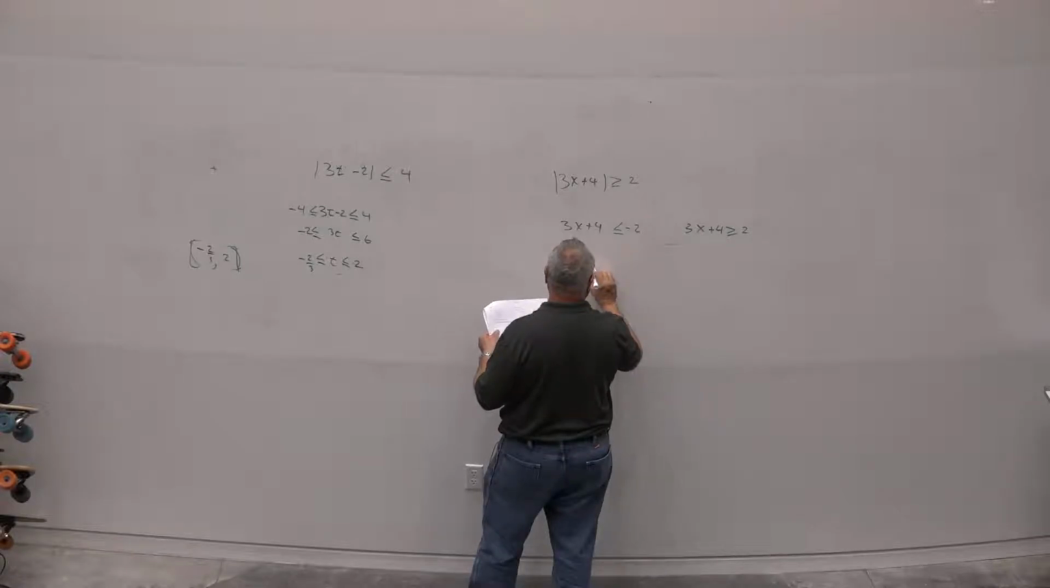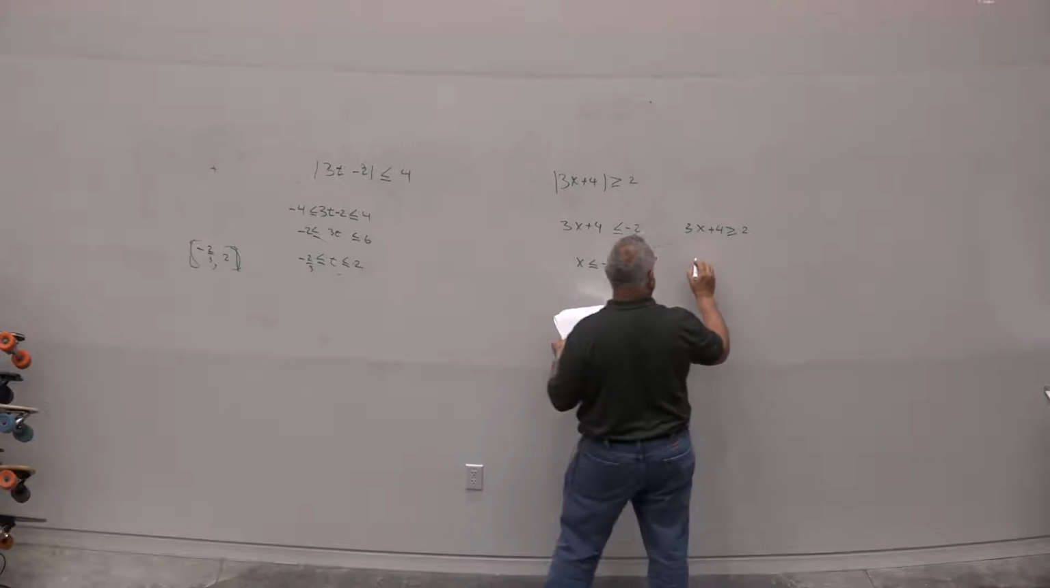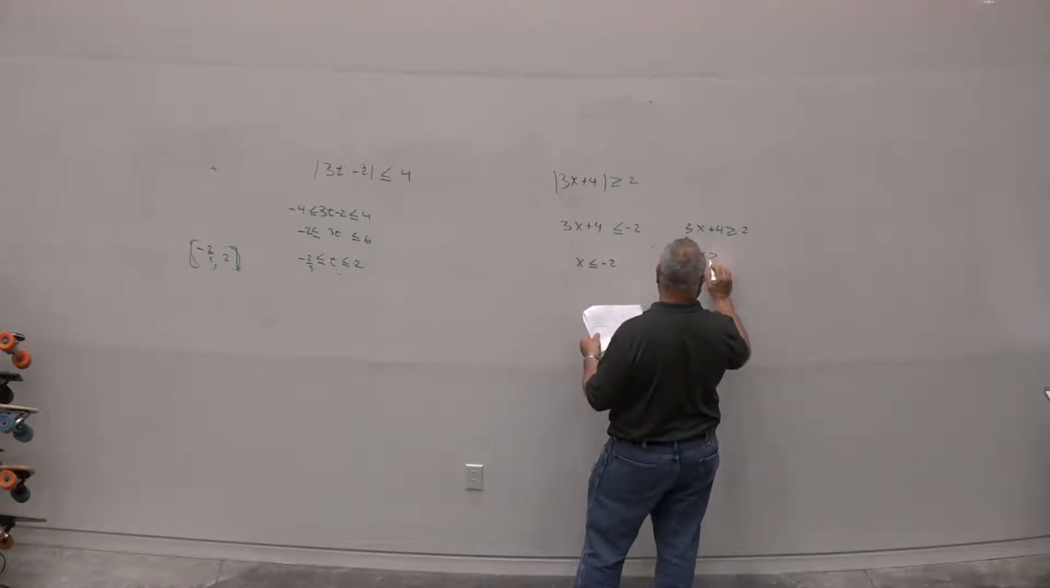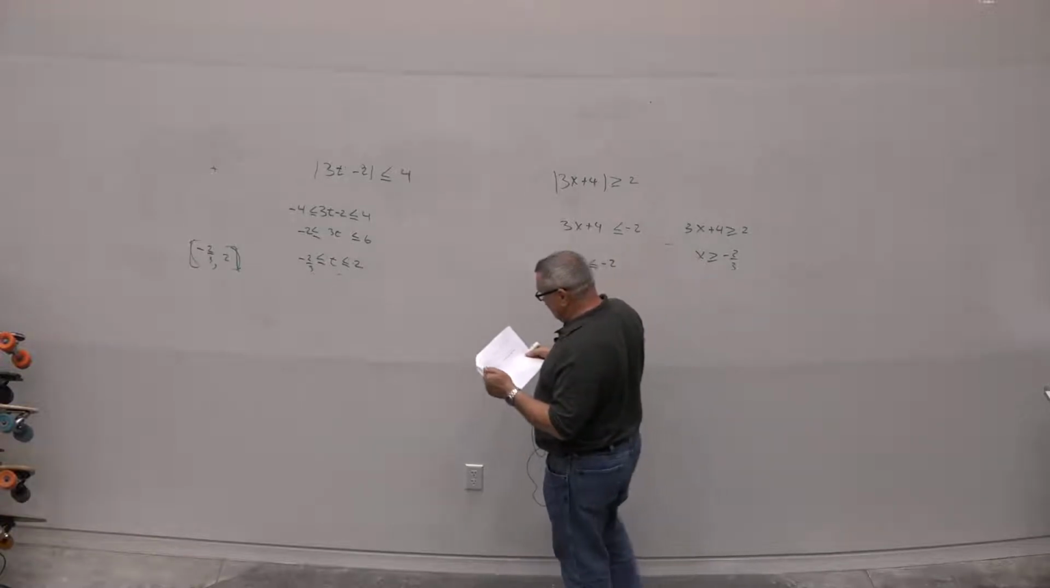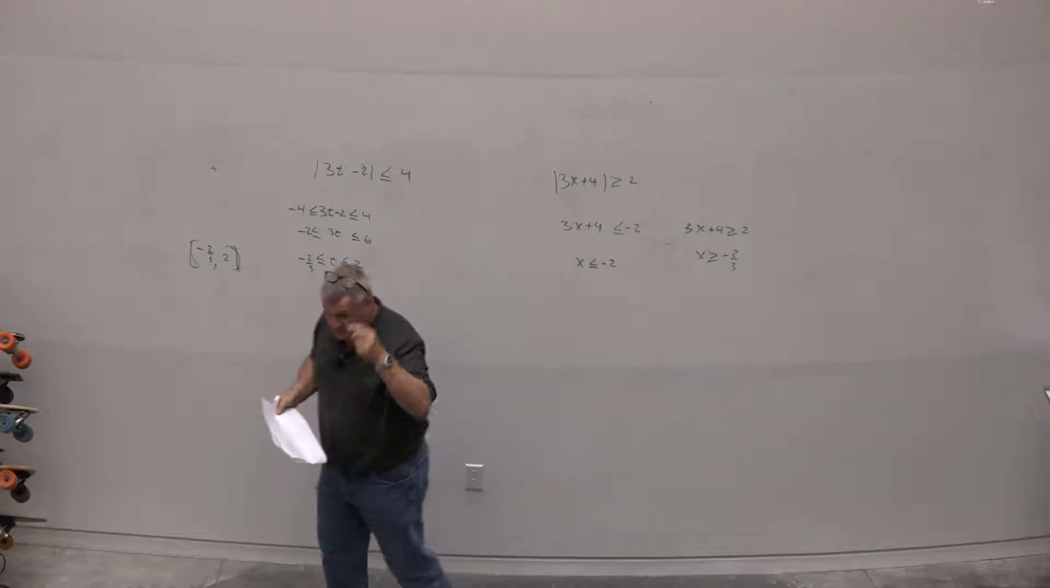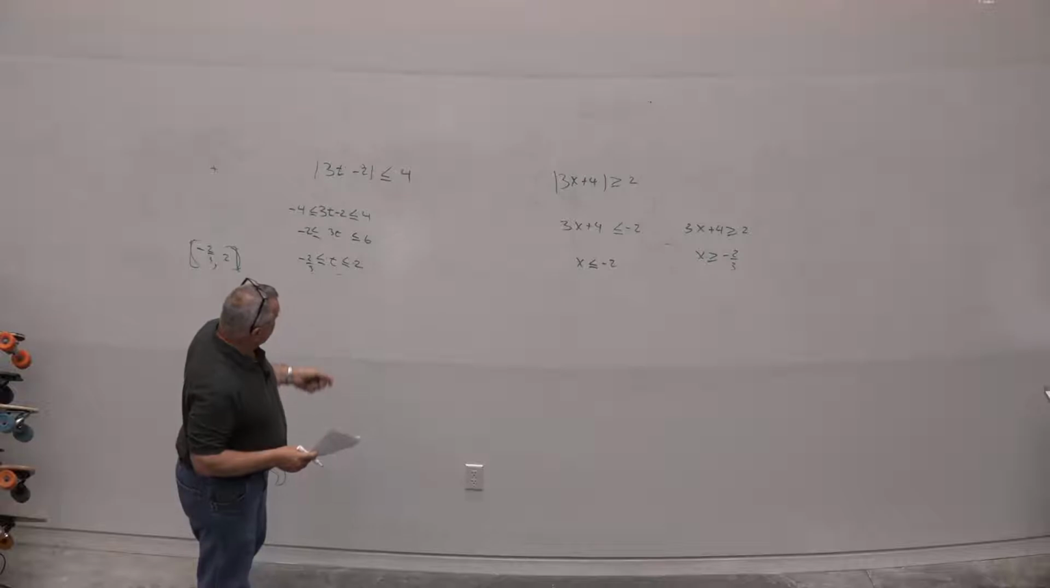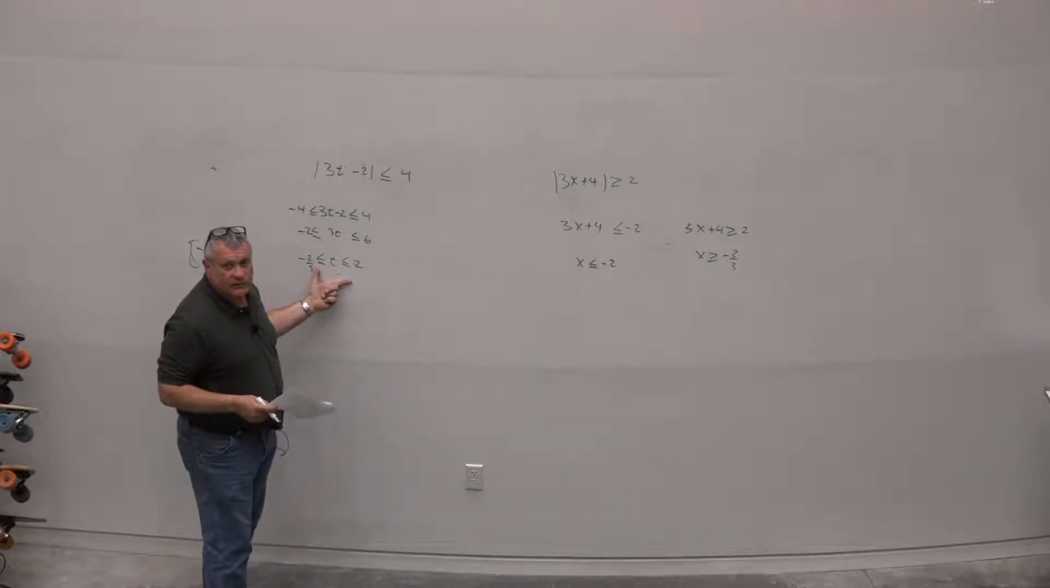You're going to get x. This is essentially the same problem, minus 2. And this is going to be x equal minus 2/3. Now you've got to think about this a little bit, because it doesn't hang together quite so easily, right?